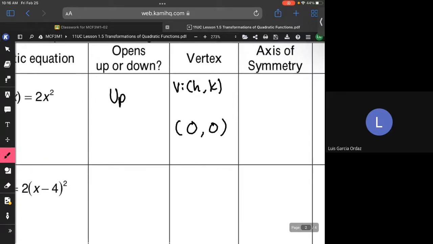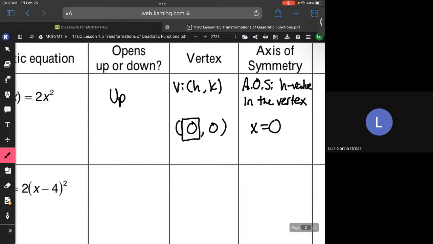And then I have my axis of symmetry, which is known as the x value or the h value in the vertex. So the x value is the h value? Yep, it's the same thing. X and h in the vertex are the same thing. So my axis of symmetry will be x equals whatever this number is over here. X is equal to 0.